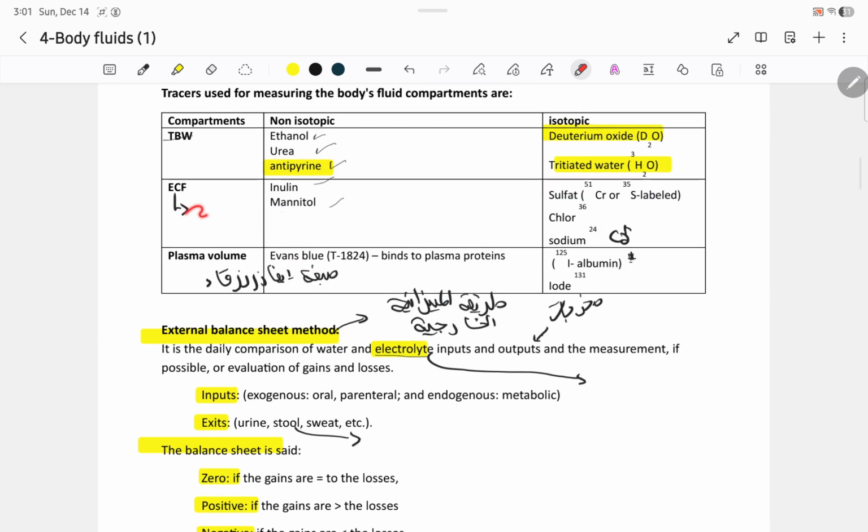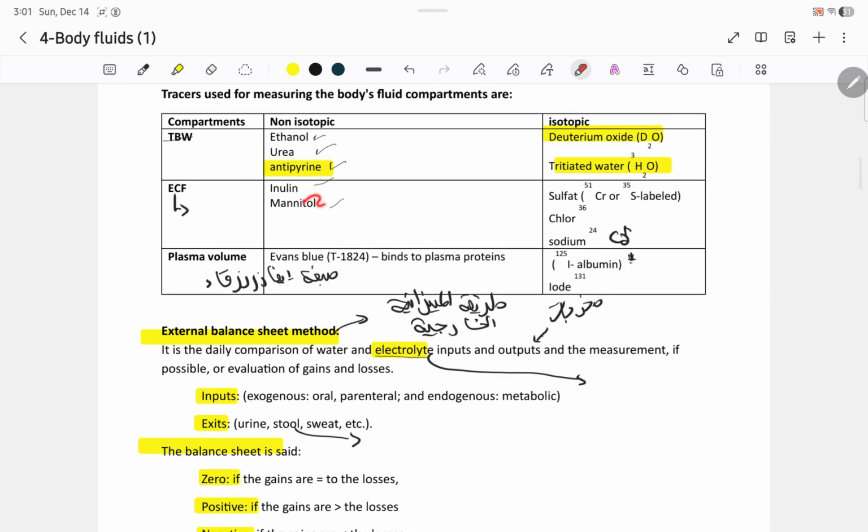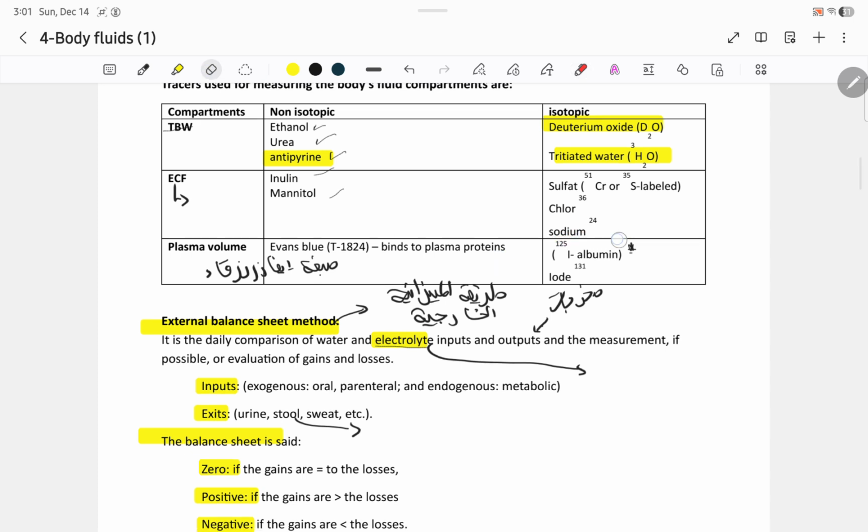Here we have the same thing for the extracellular fluid: the inulin, mannitol, which are non-isotopic or non-radioactive, and the radioactive one or isotopic: sulfate, chlorine, sodium. The sodium is so important. Here we're going to see how much it is important.